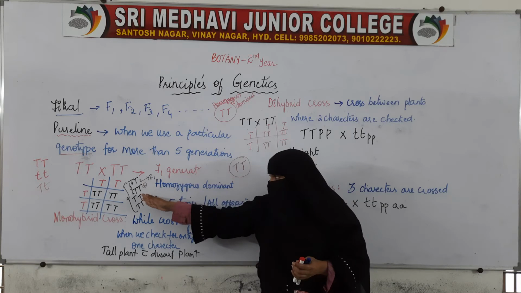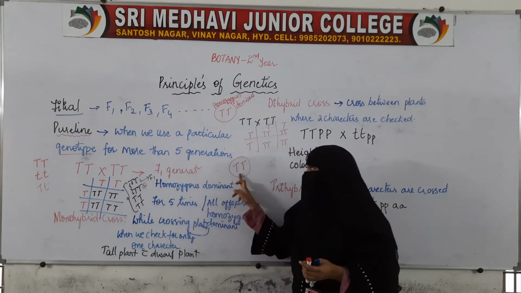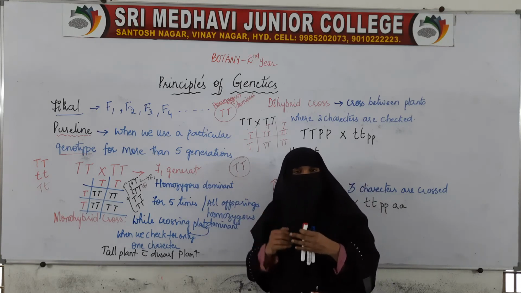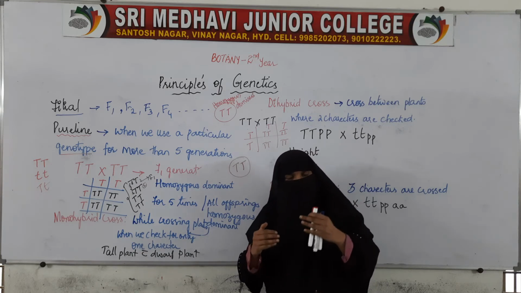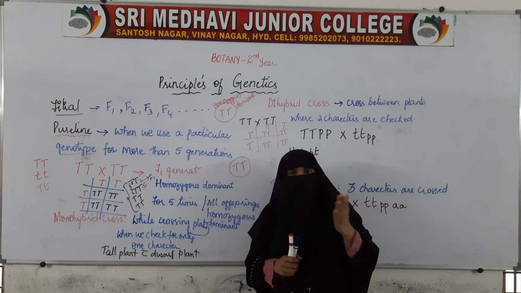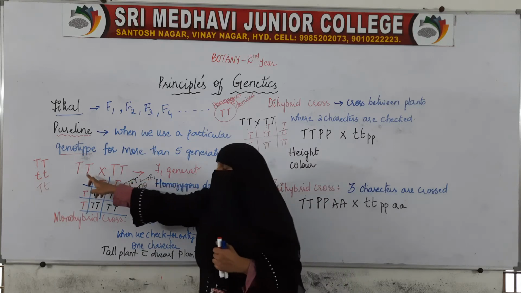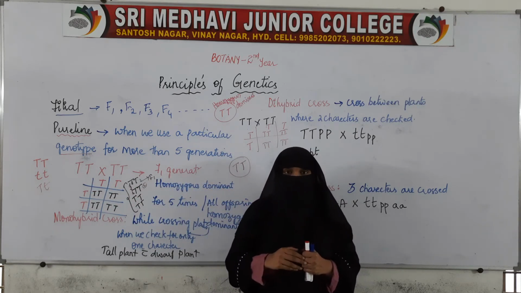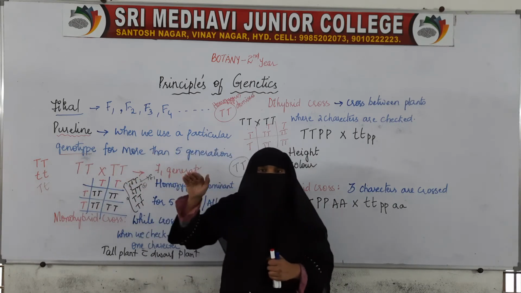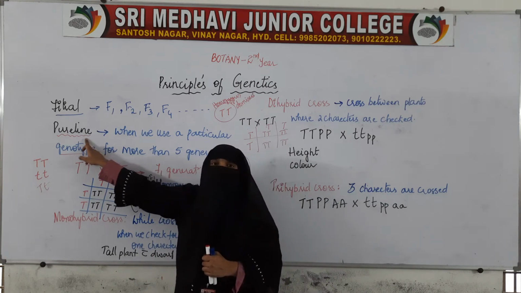Even at the F1 generation we are getting T and T, both capital T. In the F2 generation also we are getting both capital T. In F3 generations, all of them will be capital T only. In F4 generations, all 4 will be capital T only. In the F5 generation, all 4 will be capital T only. So if you have used the same capital T and capital T in 5 subsequent generations, in the same 5 seasons, then that genotype is said to be a pure line.